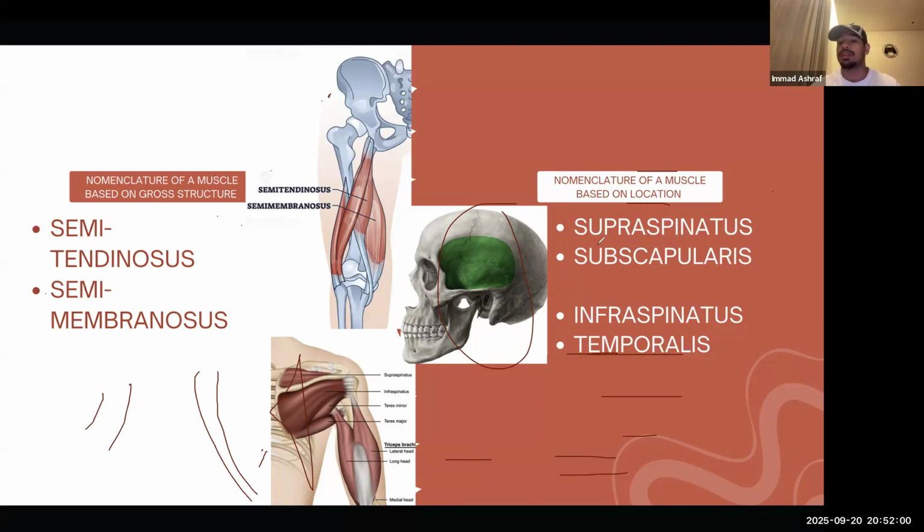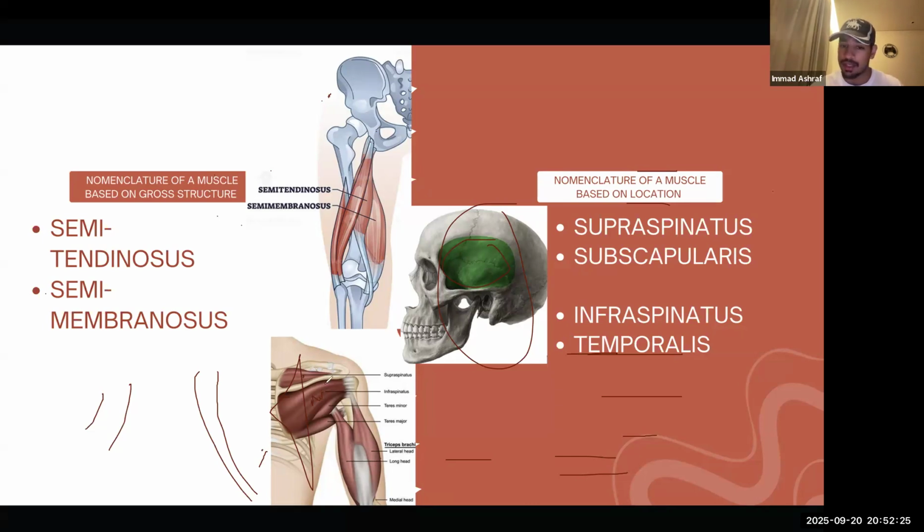And then you have nomenclature based on the location of the muscle. So if you have a muscle, for example, that's on your temporal bone, that's called the temporalis. This muscle right here is the temporalis muscle. The scapula has a thing called the scapular spine. So the muscle that's present beneath the scapular spine, which is this muscle over here, is called the infraspinatus because it's below the spine, inferior to the spine.